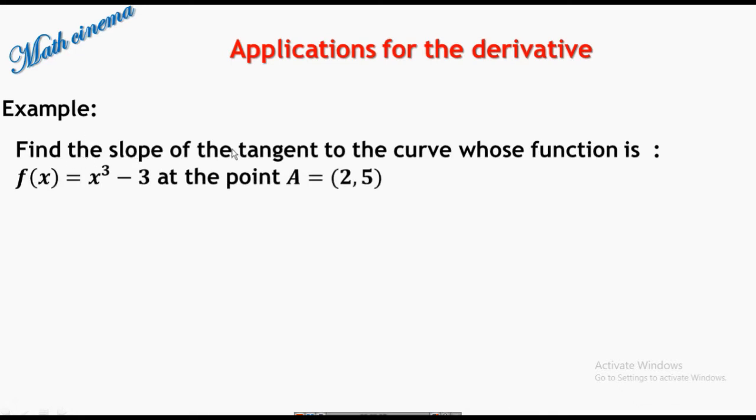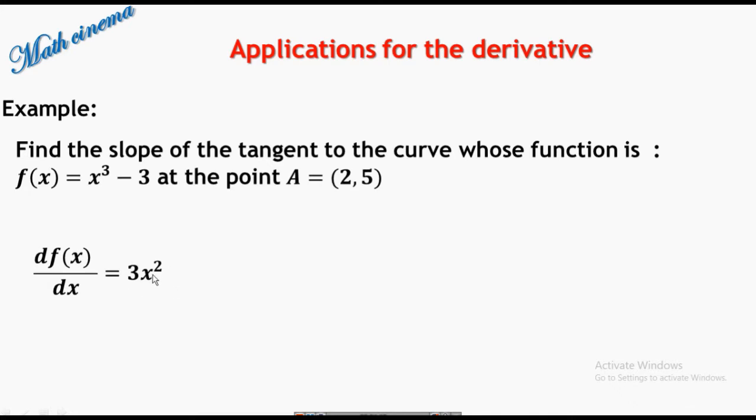Find the slope of the tangent of the curve whose function is f of x equals x power 3 minus 3 at the point A equals (2, 5). So first of all, find the derivative. The 3 goes down and the power will be 3 minus 1 equals 2. So we have 3x power 2, and the constant negative 3 in the derivative becomes 0.